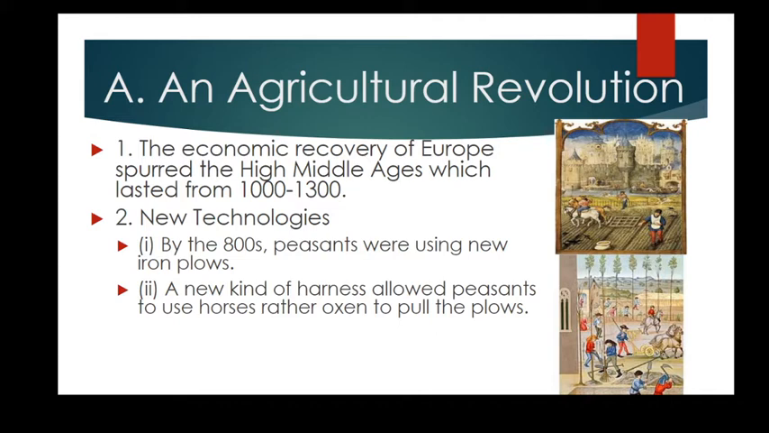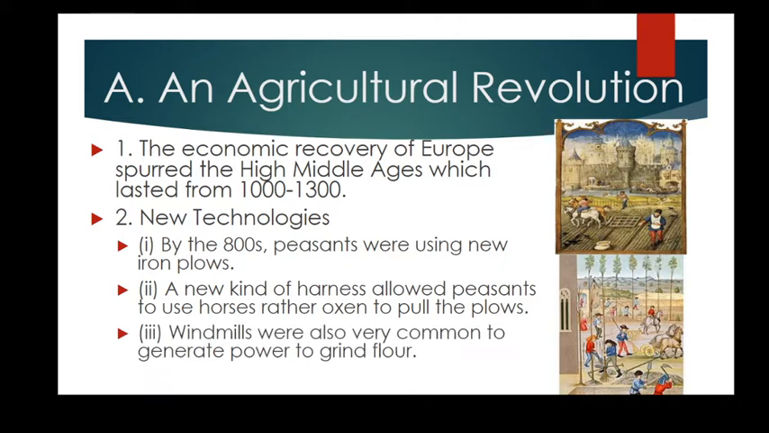A new kind of harness allowed peasants to use horses rather than oxen to pull the plows. So iron plows are lighter, so you can do more. It takes less effort to dig into the earth, and instead of having a really big beast of burden, you can have lighter beasts of burden, like horses, that can go and make sure that you can do larger areas of land, which equals more crops.